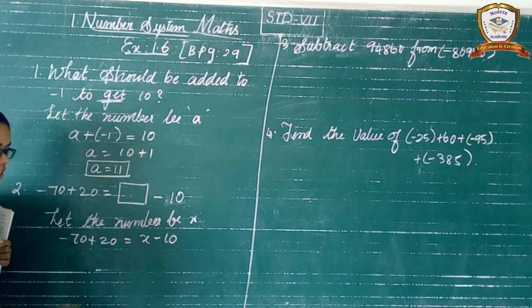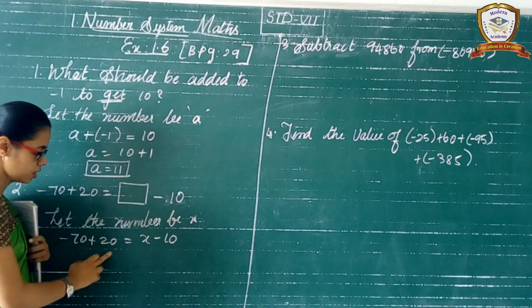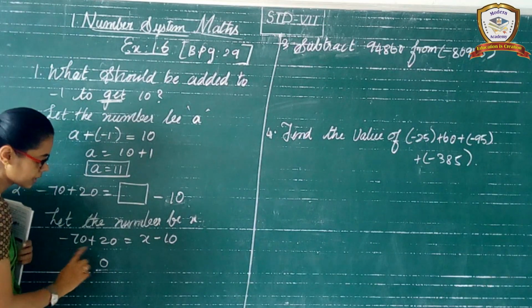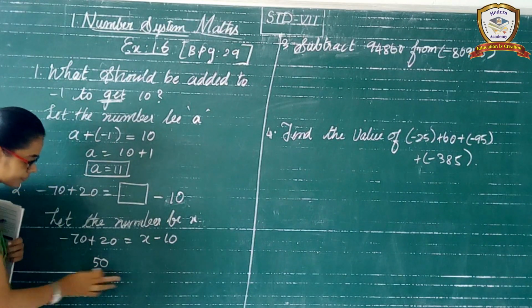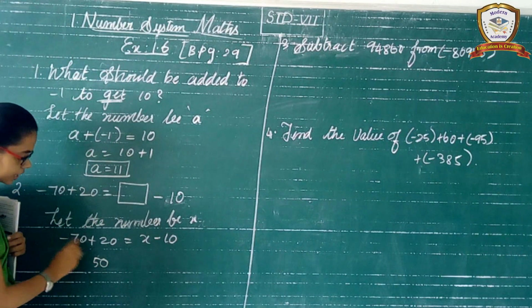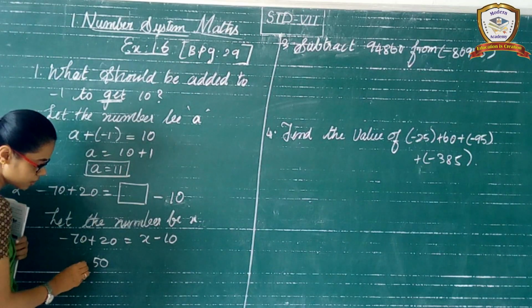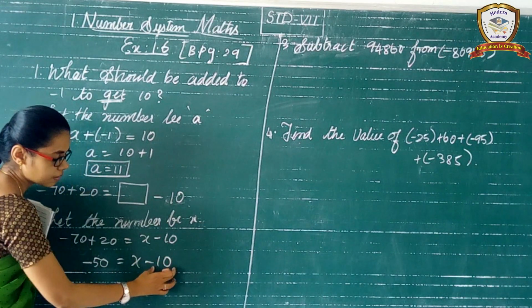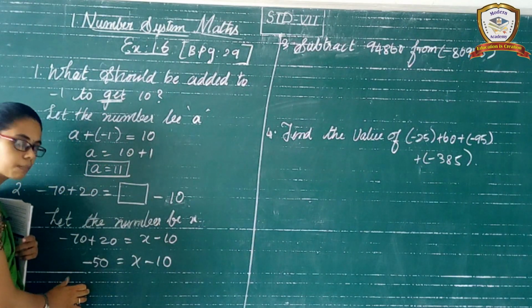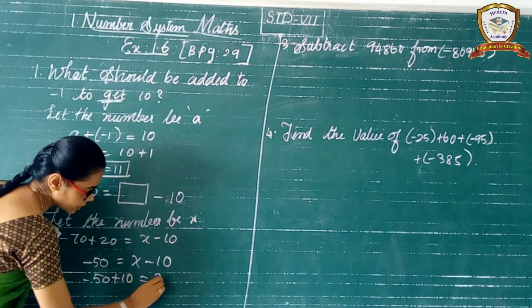Minus 17 plus 20. Different sign. So we have to subtract the number. So 0 minus 0, 0. 7 minus 2, 5. So which one is the biggest number? Minus 70. The sign of 70 is minus. So mention here minus 50 equal to x minus 10. Then minus 10 goes to this side means plus 10. So minus 50 plus 10 equal to yes.